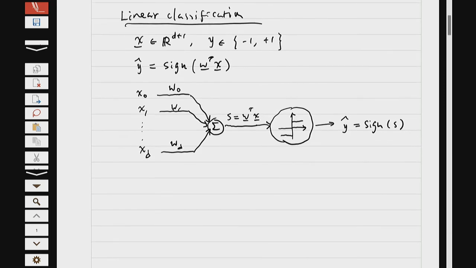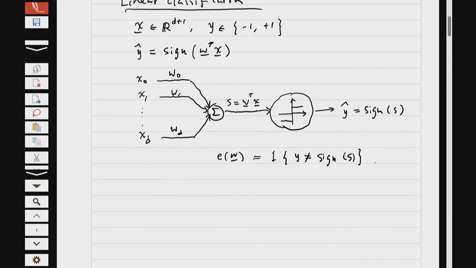For linear classification, we define an error function. This is the error per sample point, which basically counts whether there's an error or not. So this is an indicator function: y is not equal to sign of S. So far so good.